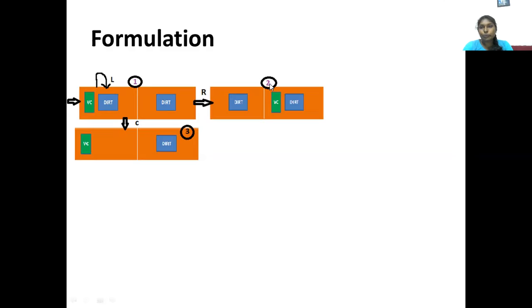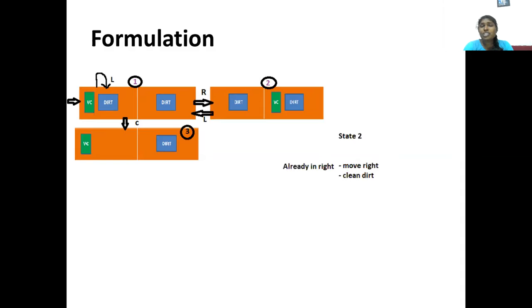Now we'll move to state 2. In state 2, what happens? Again in state 2, I can check for 3 possible operations: move left, right, or clean dirt. So what happens if the vacuum cleaner wants to move left? When it moves left, dirt will be in both the rooms and only the vacuum cleaner will be placed in the left side room. So that will look exactly like state 1. So I can make a transition from state 2 to state 1 with L. Okay, L means move left.